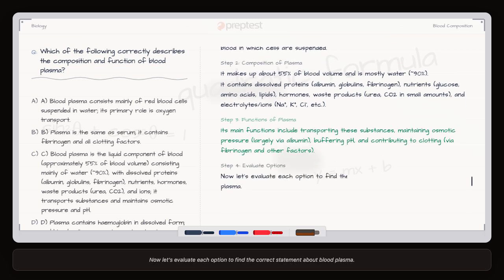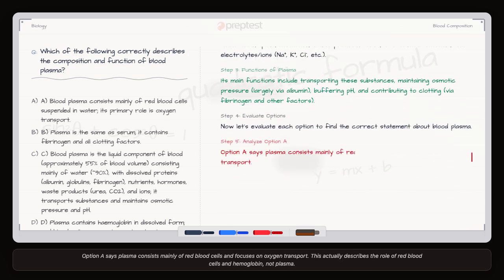Now let's evaluate each option to find the correct statement about blood plasma. Option A says plasma consists mainly of red blood cells and focuses on oxygen transport. This actually describes the role of red blood cells and hemoglobin, not plasma.